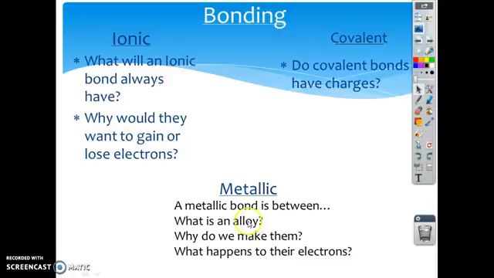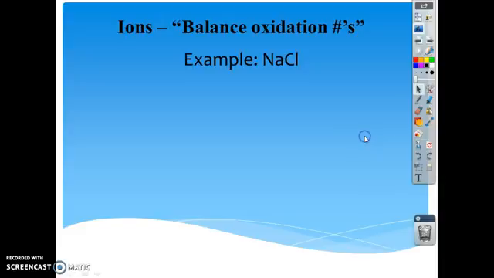Now, we should also touch on alloys. Alloys are a mixture of metals, and we make them in order to create a more stable substance, or a substance that meets our needs, such as white gold, which is gold plated in another metal. And the reason we do that is to make stronger metals, or to make metals for different industrial purposes. And remember, their electrons move around in a sea.